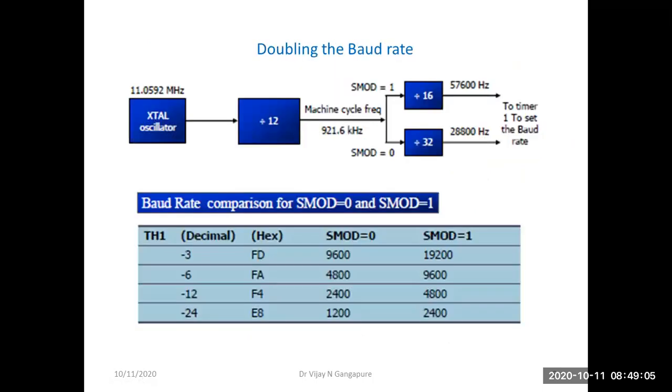Now this is the block diagram of mode 1, and how that doubling of baud rate takes place. As in mode 0, the serial port of 8051 uses the crystal oscillator frequency as a basis, that is 11.0592 megahertz. Further it will be divided by 12. So here what frequency is available? That is f oscillator divided by 12, which is called the machine cycle frequency, because one period of this frequency is nothing but 12 clock pulses, which is equivalent to one machine cycle.